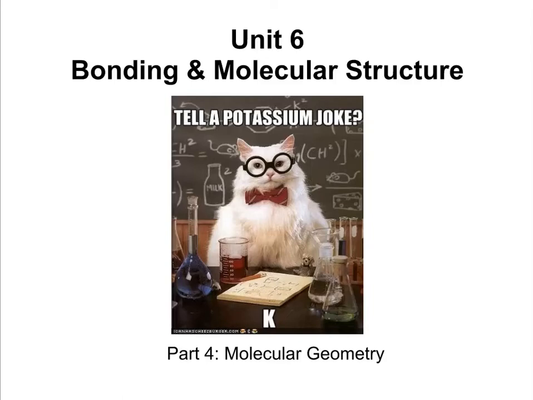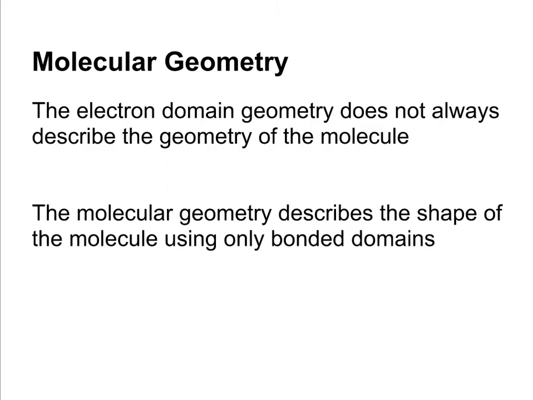Part 4 of Unit 6 is about molecular geometry. The electron domain geometry that we learned in the last section doesn't always describe the geometry of the molecule because it's taking into account unbonded pairs, not just bonds. Molecular geometry describes the shape of the molecule using only bonded domains. So another way of thinking about it is electron domain geometry shows all the places bonds could go, and molecular geometry shows what the molecule actually looks like.